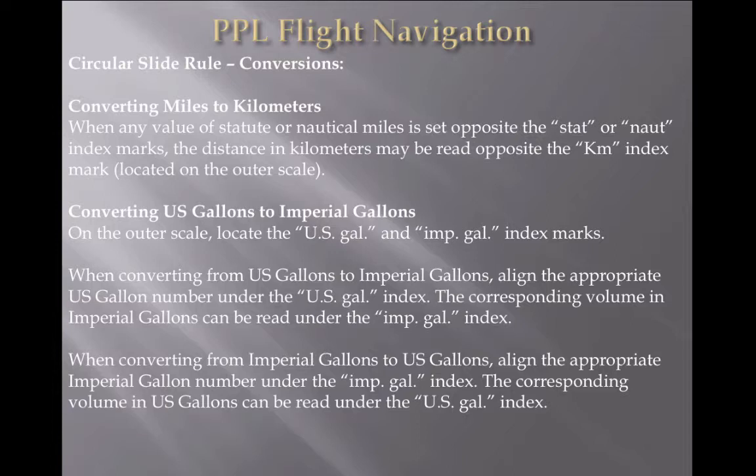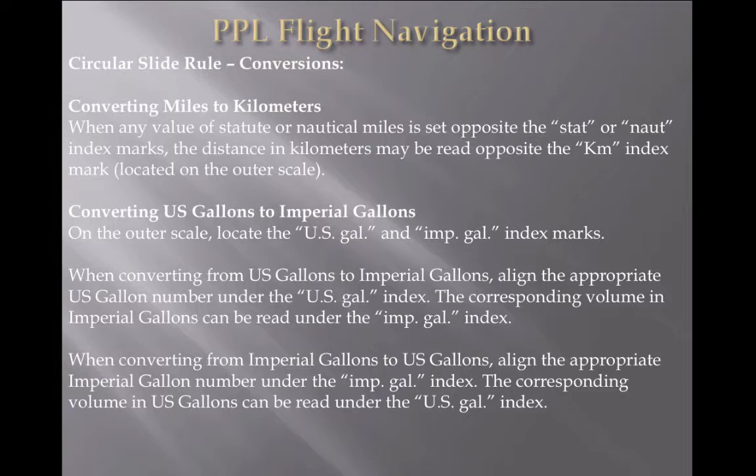Again, you've got the indexes, work through it. Get your Wizz Wheel out now and have a quick look. You've got the US gallons, you've got the imperial gallons, just marry it all up. Most importantly, when converting from US gallons to imperial gallons, align the appropriate US gallon number under the US gal, and the corresponding volume in imperial gallons can be read under the imperial gal. So again, you just got to know where your pointers are, get used to where your pointers are. You can read them all the way around the outer scale, and you can work it out from there.